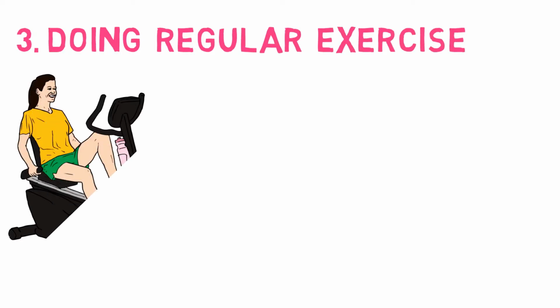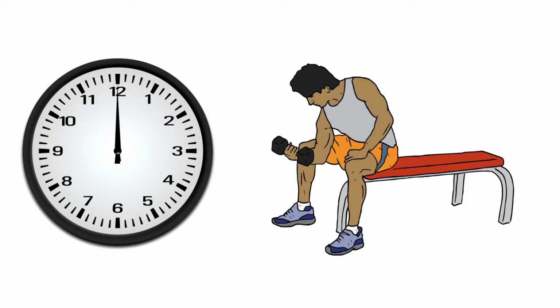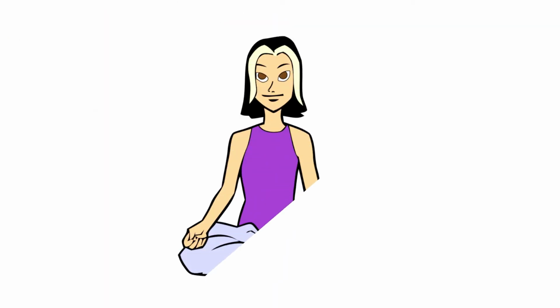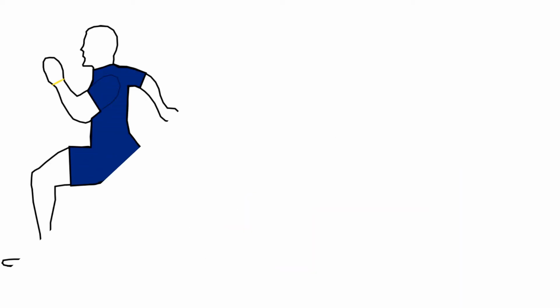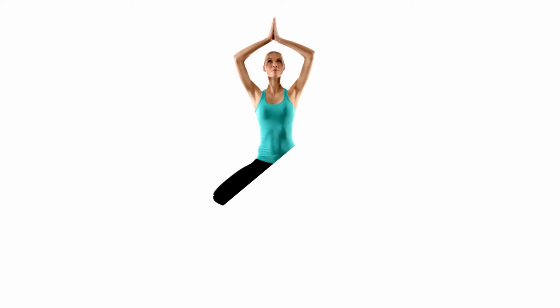Moving on to the third way, that is doing regular exercise. Regular exercise has been proven to improve heart health and circulation. Regular exercising doesn't mean you have to do it for a longer period of time or go to the gym. It simply means keeping your body active. So, exercises like running, skipping, and yoga are enough for you to keep yourself healthy.